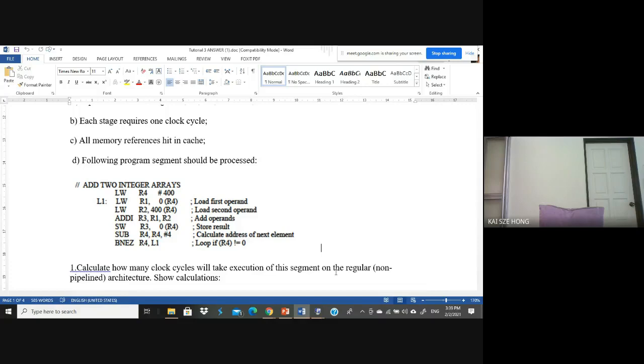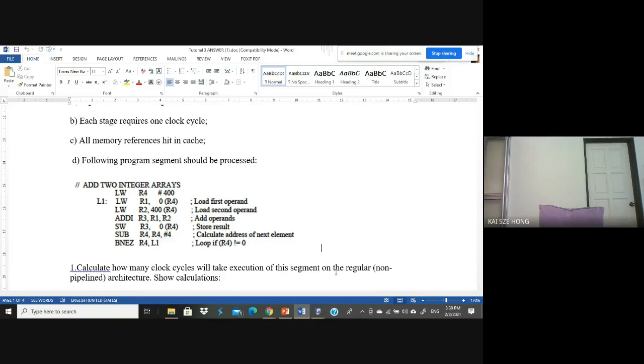Okay, let me. Pre-approve, same thing. So how many clock cycles are required to run this instruction? Okay, this is a loop.